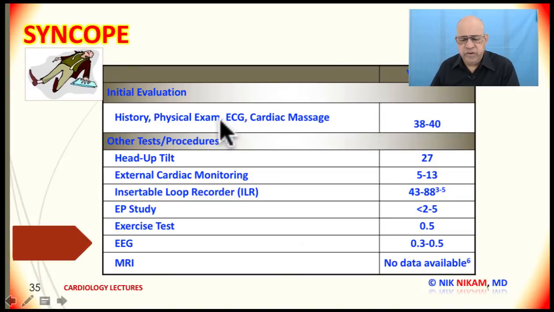History, physical examination, ECG, and carotid massage. It should be carotid massage. These can identify 38 to 40% of the patients with syncope. So that's where you need to put your money or put your hands, because you need to focus on history, physical examination, ECG, and perhaps maybe a carotid massage.